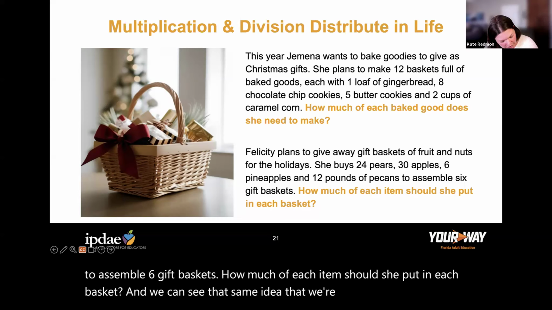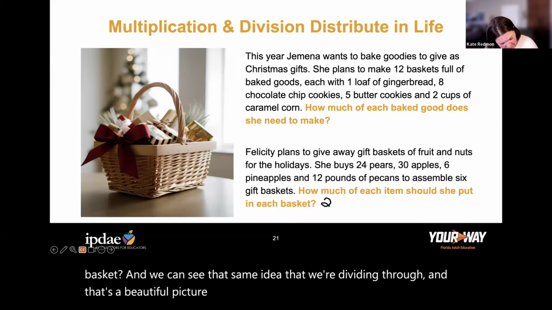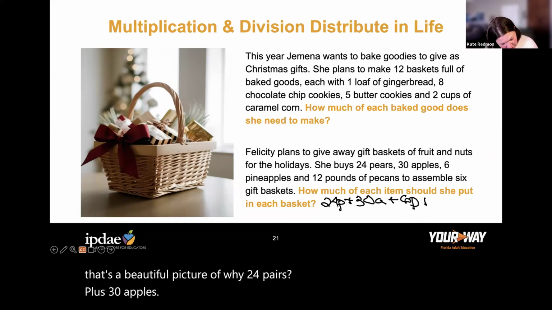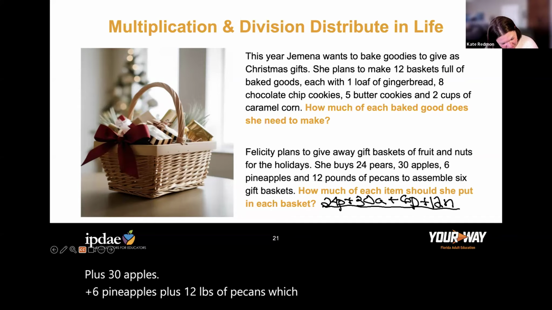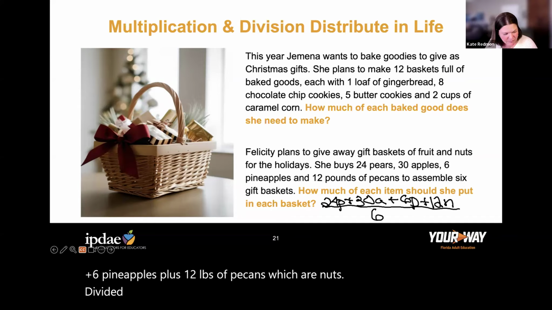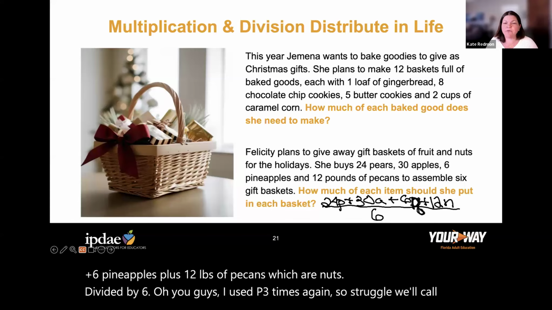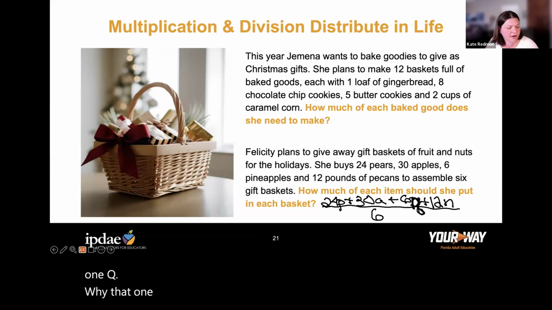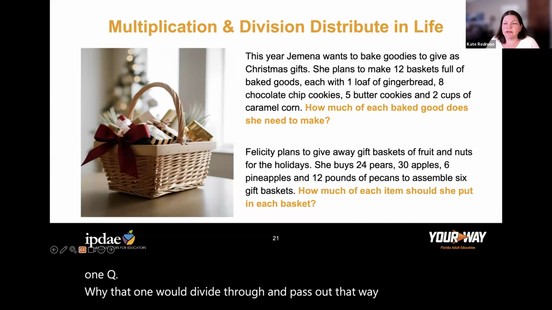And that's a beautiful picture of why 24 pears plus 30 apples plus 6 pineapples plus 12 pounds of pecans, which are nuts, divided by 6. Oh, you guys, I used P 3 times again. So struggle. We'll call that one Q. Why that one would divide through and pass out that way as well. So lovely.